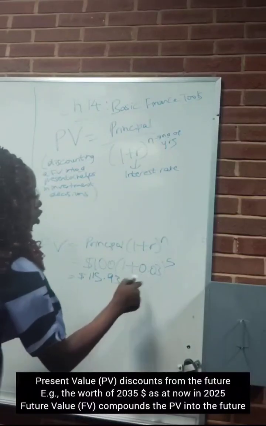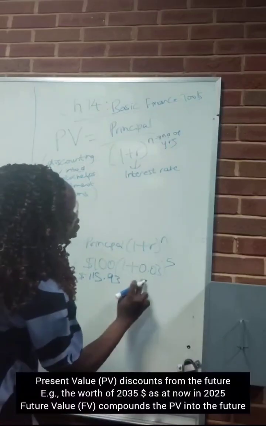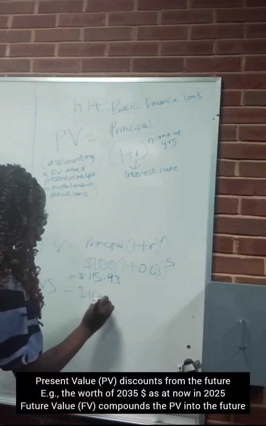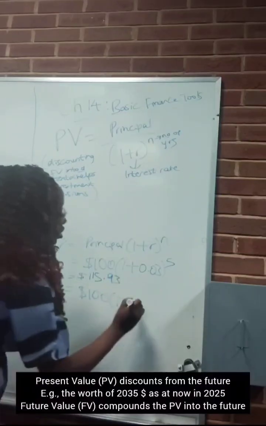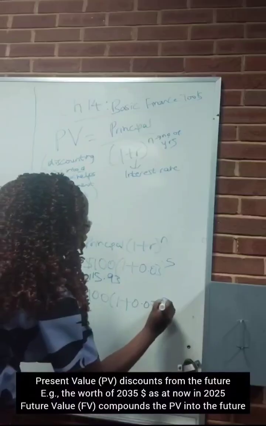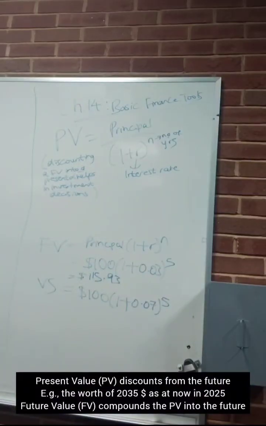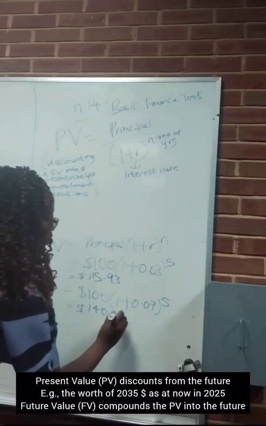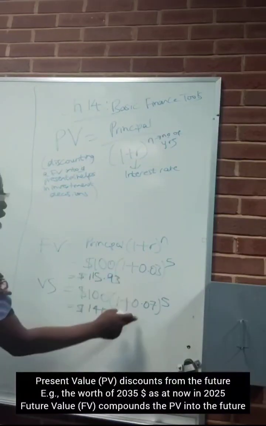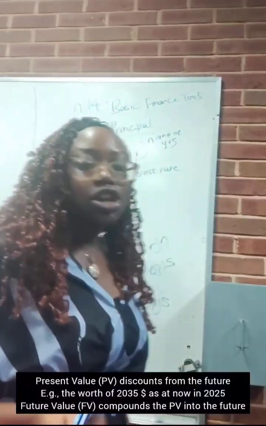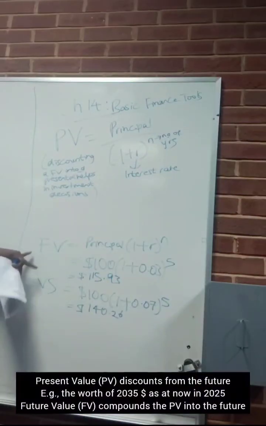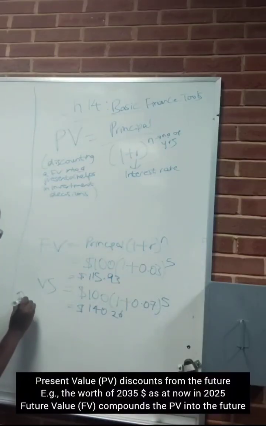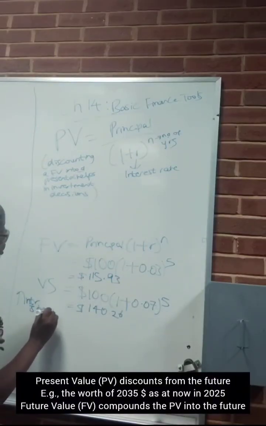Now let's compare. How did we get the interest rate? This is 3%, so 3 divided by 100, that's how we got this. So how about if we have an interest rate of 7%? 7 divided by 100 gives you this. And then in the same duration, that gives you a value of about $140.26. So therefore, you can see that having a higher interest rate is better for savings. In terms of savings and trying to get the future value of the current money, it's better to have a higher interest rate, especially when it comes to savings.